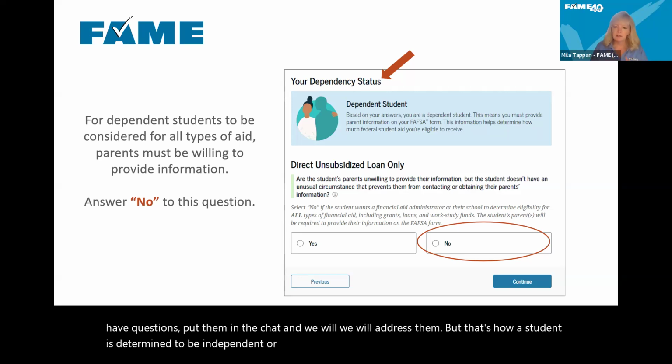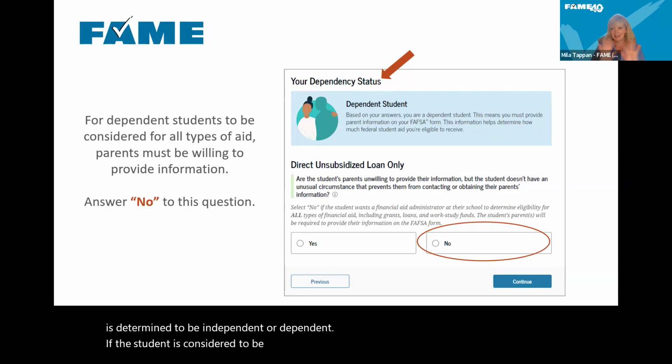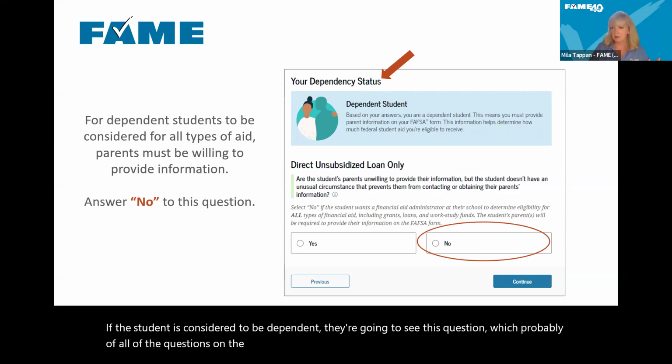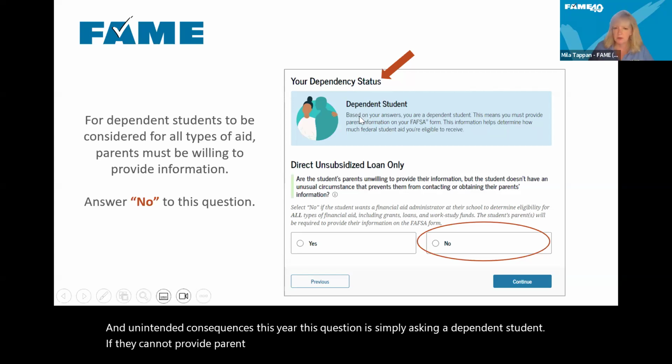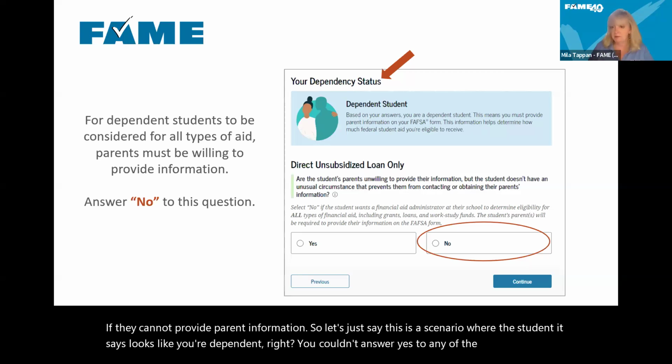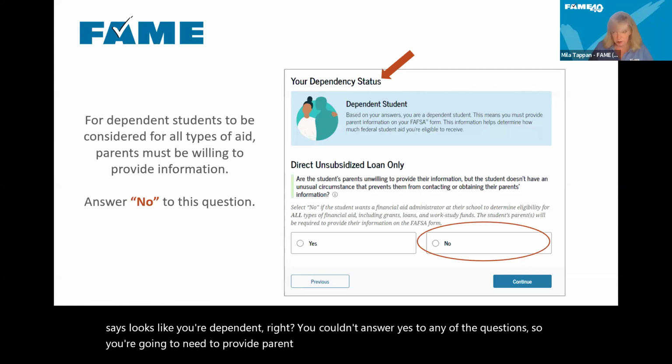If the student is considered to be dependent, they're going to see this question, which probably of all of the questions on the FAFSA caused some of the most confusion and unintended consequences this year. This question is simply asking a dependent student if they cannot provide parent information. So let's just say this is a scenario where it says, looks like you're dependent, right? You couldn't answer yes to any of the questions. So you're going to need to provide parent information. If you can't do that, right?